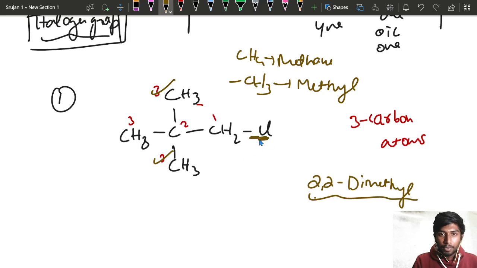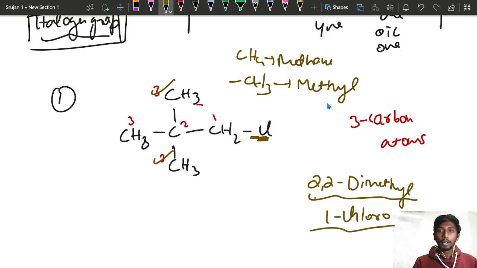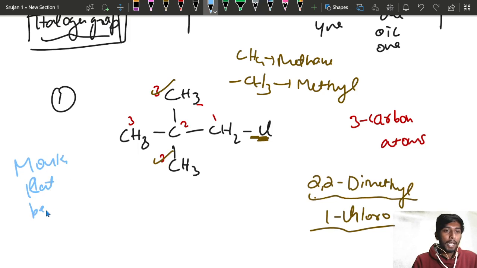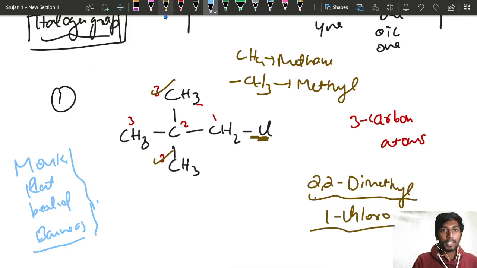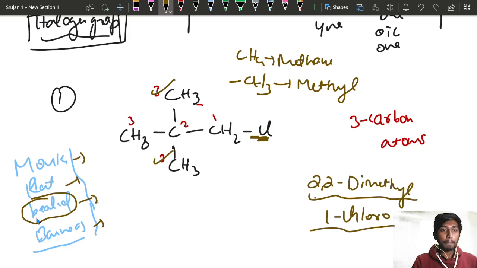What about this? At the first position there is a chlorine atom, so it will be 1 chloro. Fine. So what is the number of carbon atoms present here? 3 carbon atoms. So what is the name of that? Just follow the mnemonic: monkeys eat peeled bananas. M will be methane, E will be ethane, P will be propane, B will be butane. So for the first 3 carbon atoms, it will be the third part, propane.